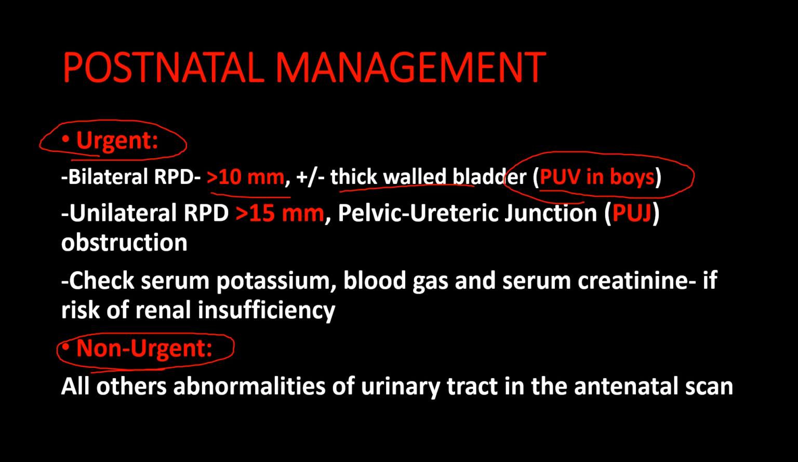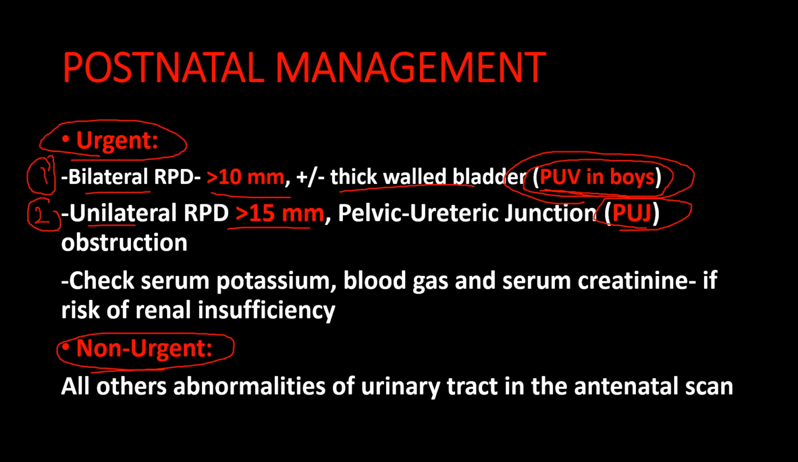PUV, as you know, means posterior urethral valves. So the first thing you should know is whether it is bilateral or unilateral. Why is it important? Because if bilateral, it could be because of PUV, posterior urethral valves, and in the scenario you will find there is a boy. But if it is unilateral and RPD is more than 15 mm, there could be a problem at the pelviureteric junction, PUJ obstruction. So these two things are important.